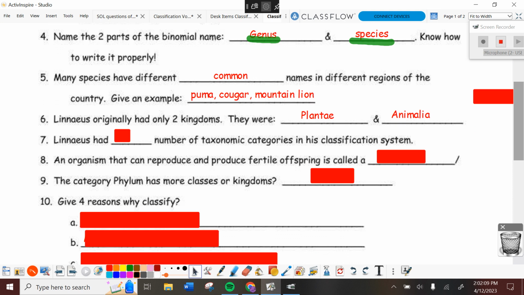So Linnaeus said, how many levels of categories? How many levels do you have? Yep, 7. Kingdom, phylum, class, order, family, genus, species.